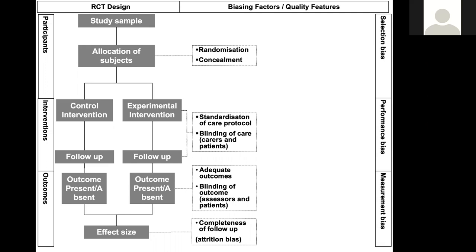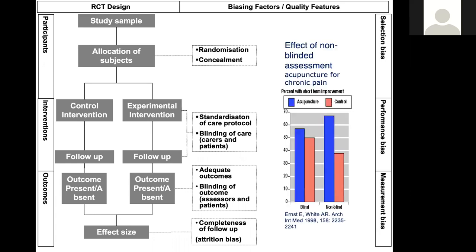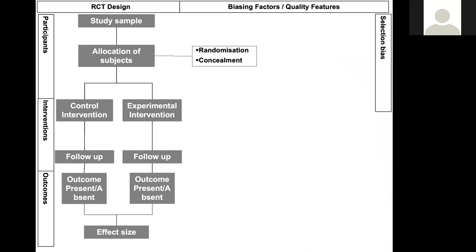And finally is attrition bias, which refers to losses to follow up affecting the estimation of the effect size. So if studies are not blinded, they tend to produce an effect size larger than in studies that are blinded. This means that we get an impression that intervention is more effective if there is lack of blinding.